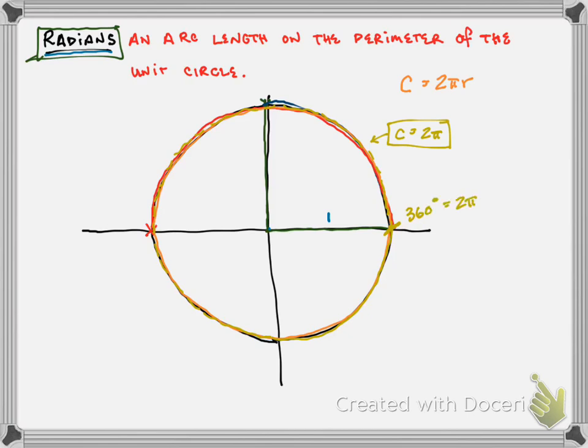So this is a good time for me to mention that you need to pay attention from now on to what mode you're in. If you are working with angles and degree measures, you'll want to be in degree mode on your calculator, and in radian measures, you'll want to be in radian mode.